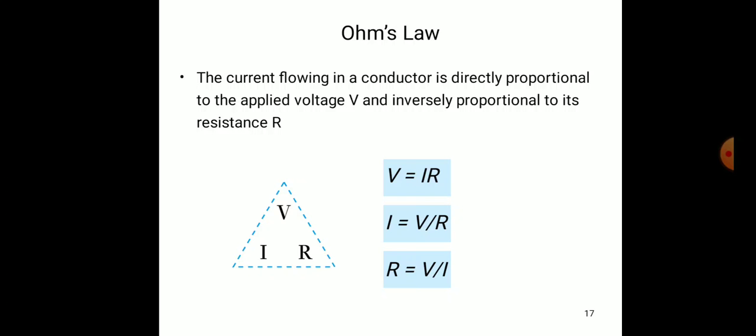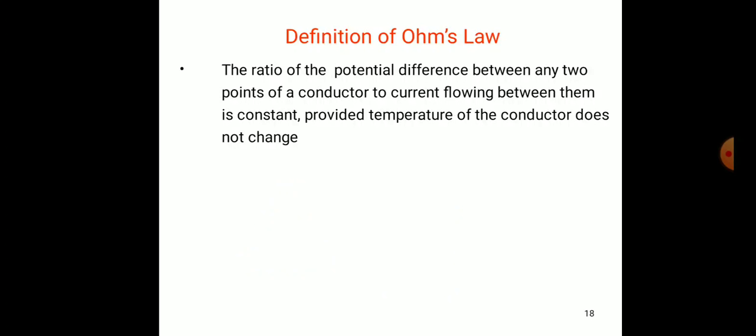From this we can write anything. If you know any two components, we can find the other value. That is, if you know V and R, we can simply find the I value. If you know the voltage and current in the circuit, we can simply find the resistance.